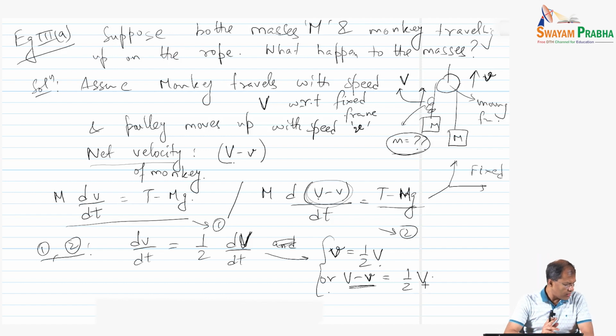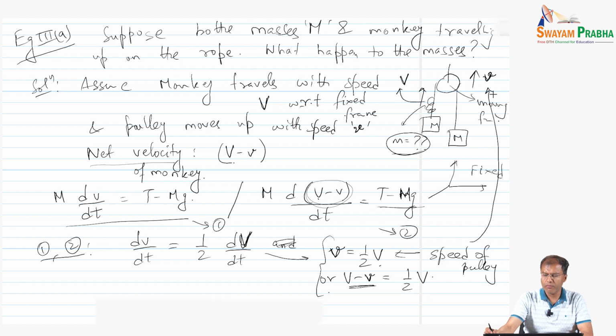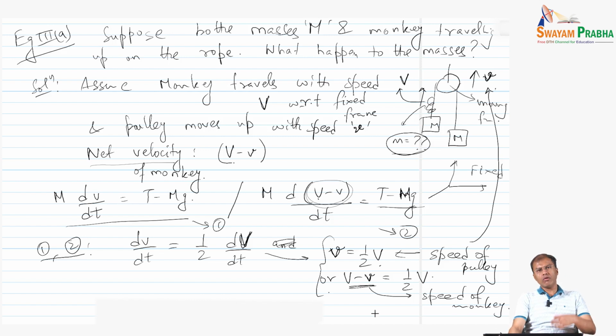So what have we got here? Well, this small v is the speed of the pulley, right? And this one is the speed of the animal, the speed of the monkey, right? So what we have got is that both the animal and the pulley are moving with the same speed, which is half of capital V.